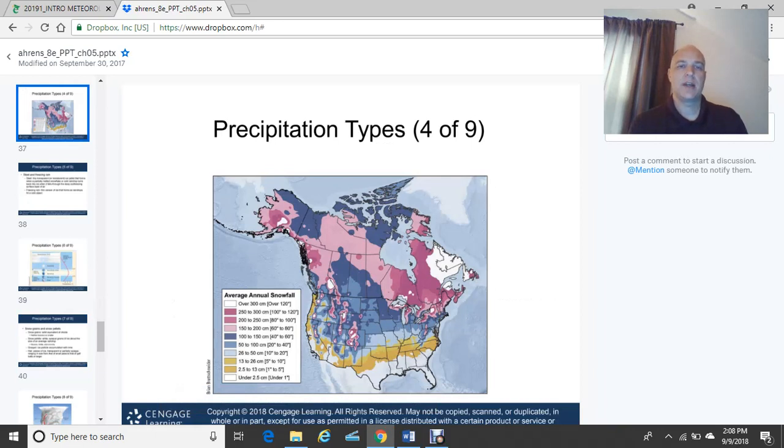Precipitation types. This chart here shows you average snowfall, annual average, so yearly average snowfall. And as we would expect, the higher values are generally over Canada, the purple shading colors, and the blues over the upper Midwest, the plains, the northern U.S., and then it gets less and less as we go further south, of course correlating with the temperatures of winter.